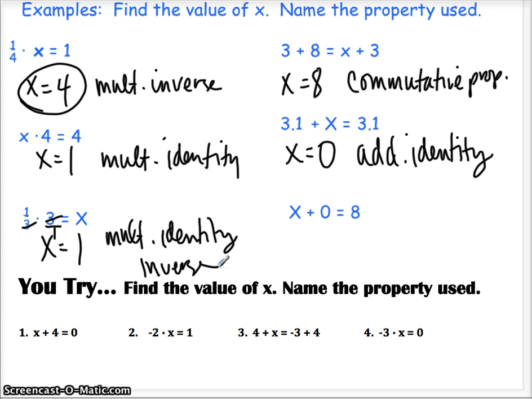And the last one, x plus 0 equals 8. X equals 8. That is the, not multiply, the additive identity. Because that's knowing if we add 0 to something, it doesn't change it. Okay, so right there are your examples. You got the notes. Go ahead and do the you-try problems, and we will go over them tomorrow.